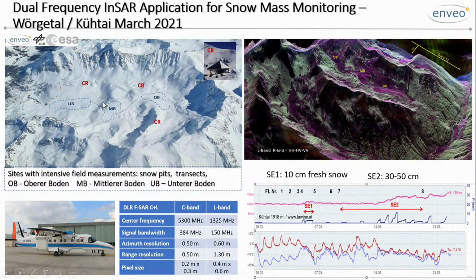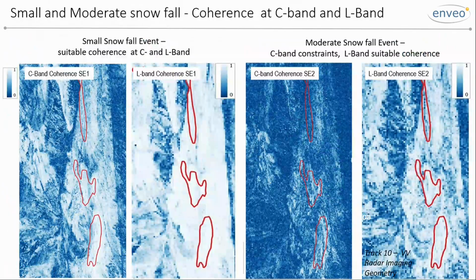So this is Unterer Boden, so medium, and the upper one. Okay, so that's 2,400 meters, 2,200, 2,000 meters approximately. This is the coherence. C-band works for the small part, and L-band works for the small snowfall, so 5-10 centimeters.